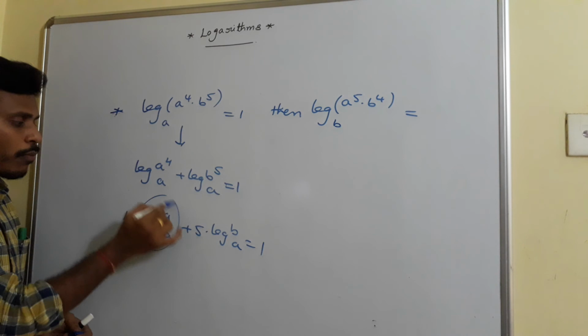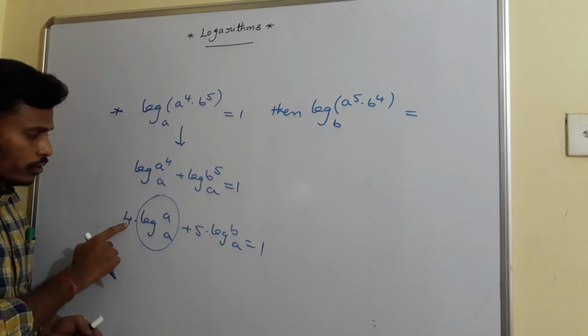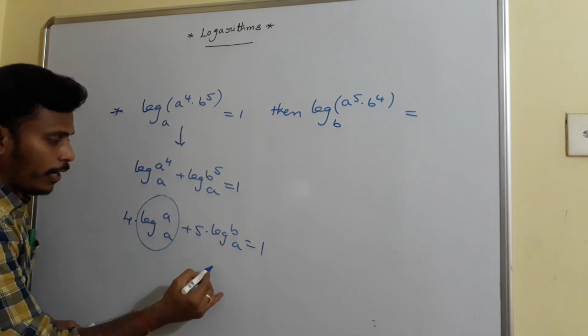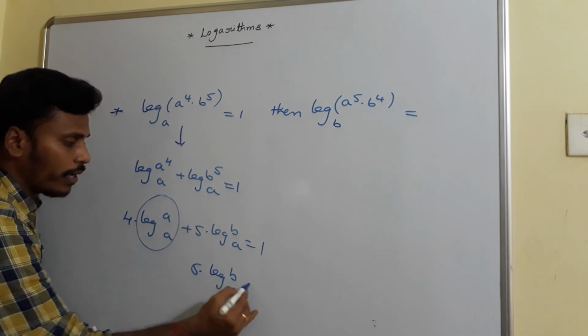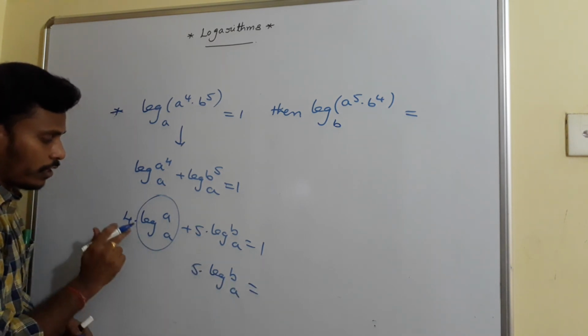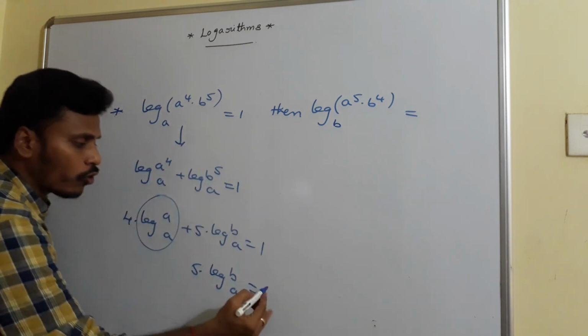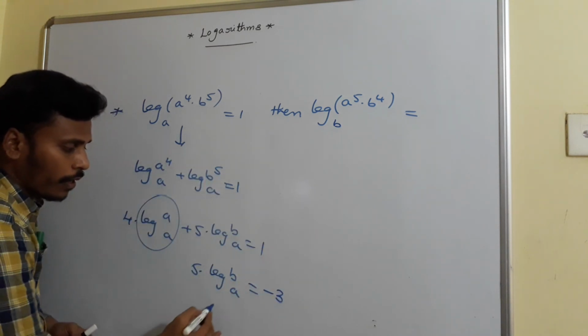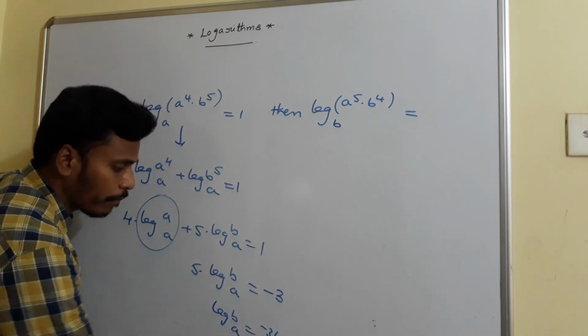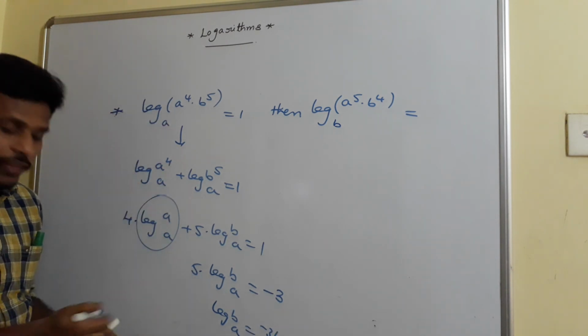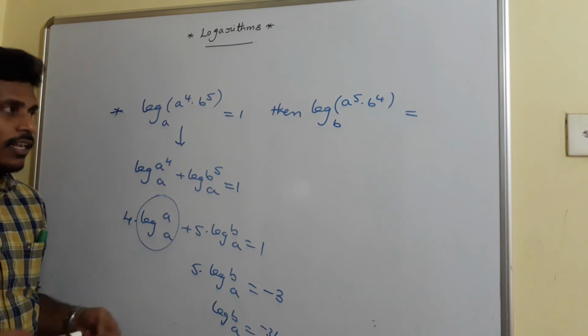Since this logarithm of A base A is 1, send this 4 to that side. It becomes 5 log B base A is equal to, this is 4, right? 4 goes out, it will become minus 3. Then log B base A is equal to minus 3 by 5. From this I have the value of log B base A as minus 3 by 5.